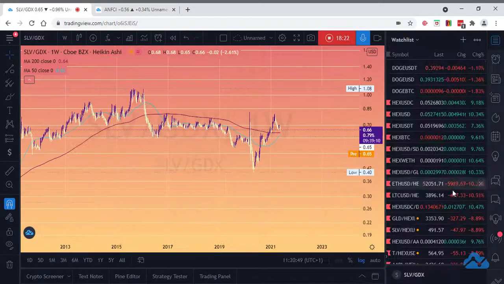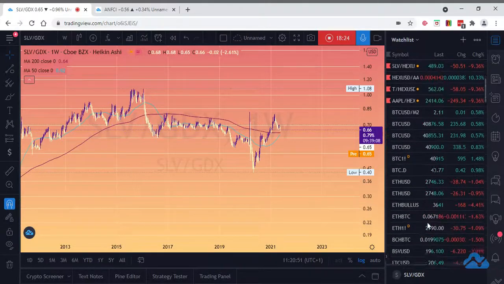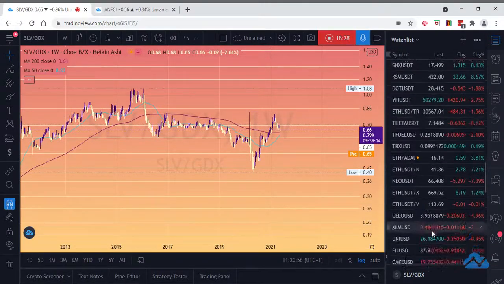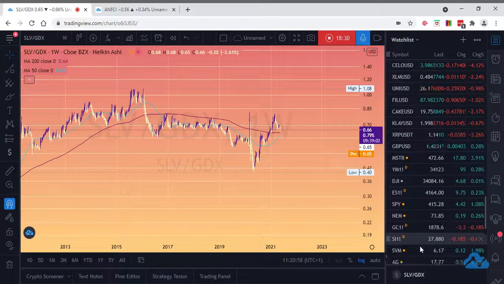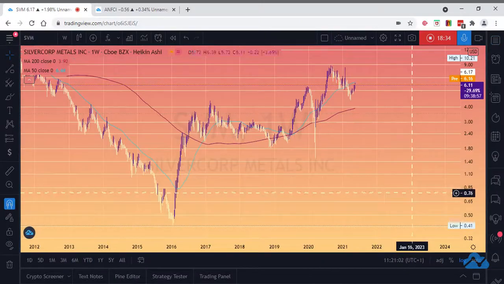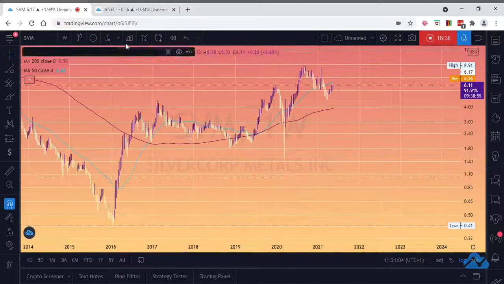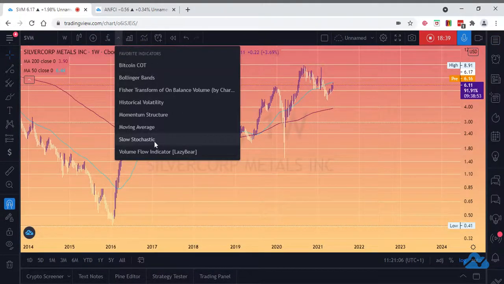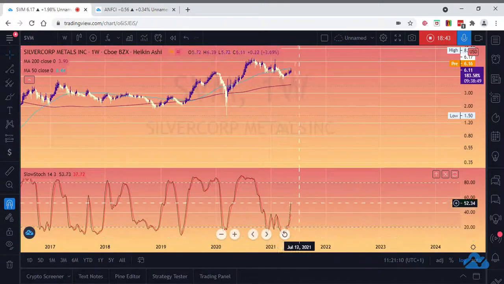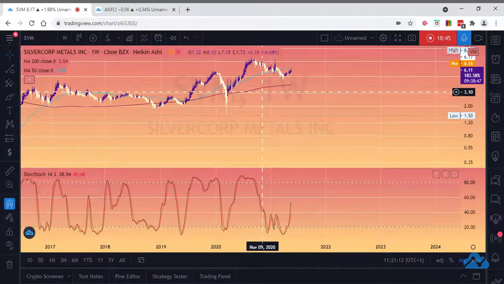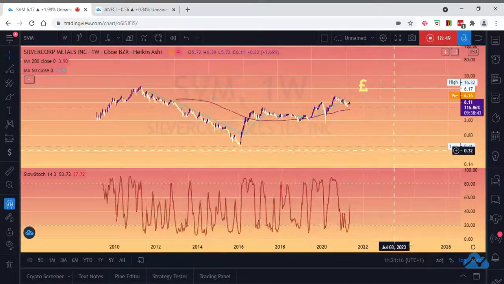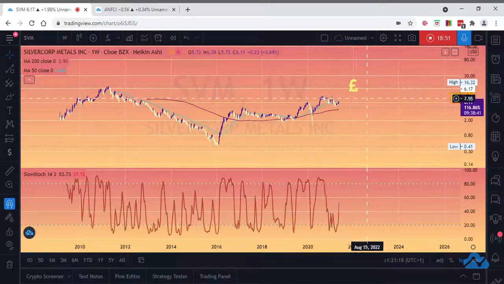Let's have a look quickly at the miners. If I can find them. Here we go, SVM. And let's just throw on slow stochastics. Kind of gives you confidence, doesn't it? Stochastic of a breakout. Yeah, old target $16.